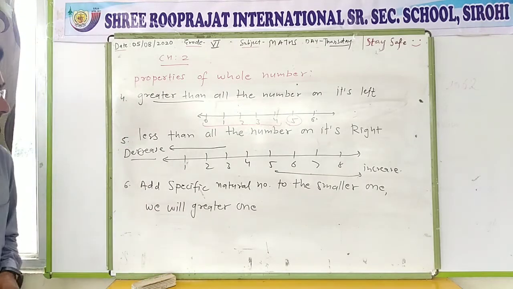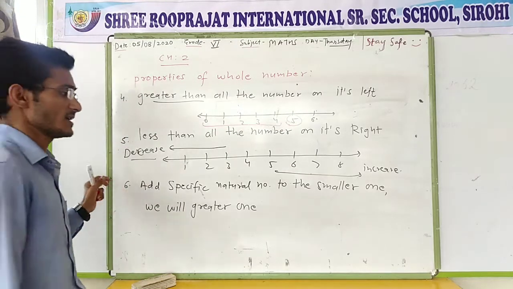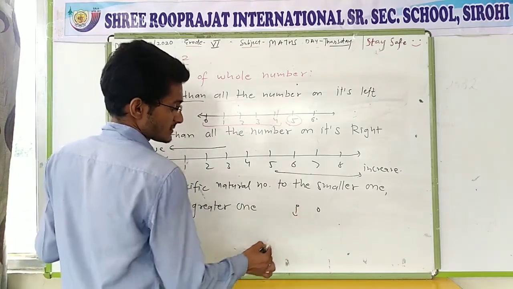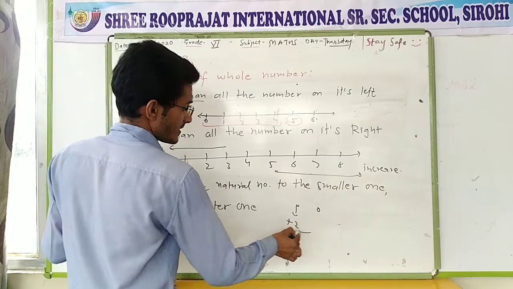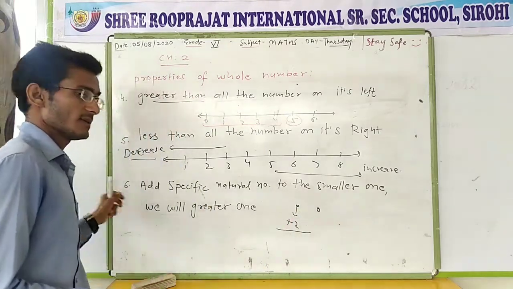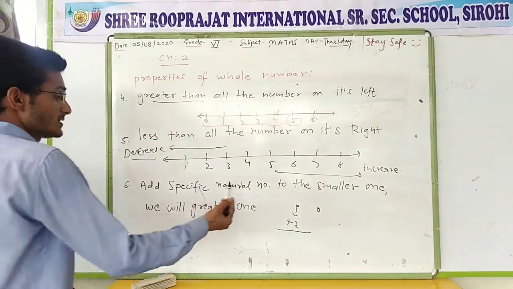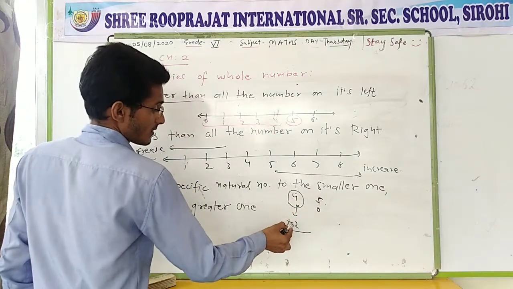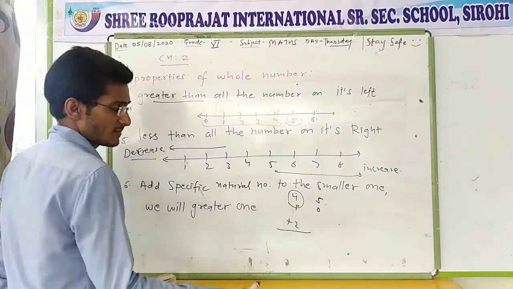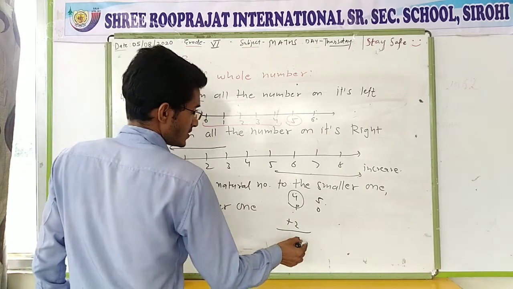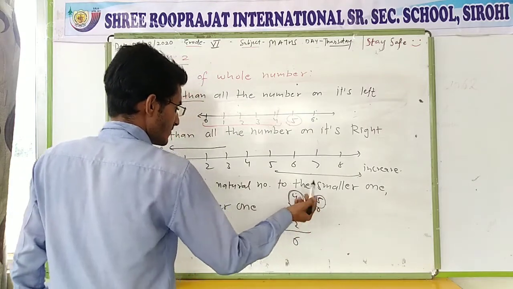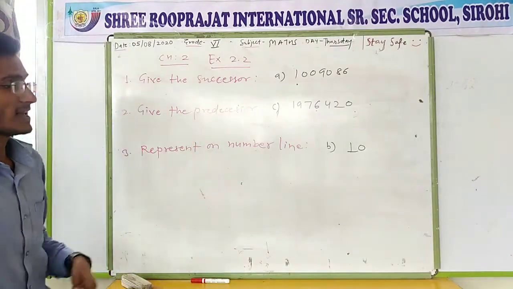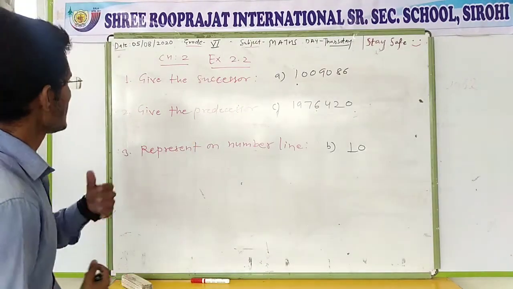Last one: add a specific natural number to the smaller one. Suppose there are two whole numbers. If we add a natural number like 2, 3, 4 to the smaller one, then it will be the greater one now. Okay. Suppose it is 4 and the other is 5. If you add any specific natural number like 2 to 4, you will get 6. So it is now greater than 4, greater than 5, and so on. You can try. Yes. So now we are going to start exercise 2.2.